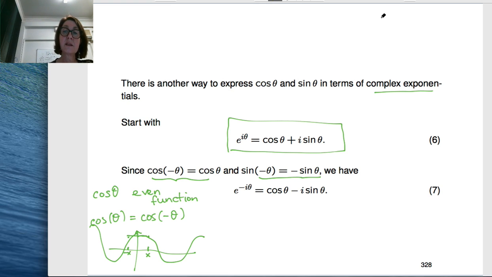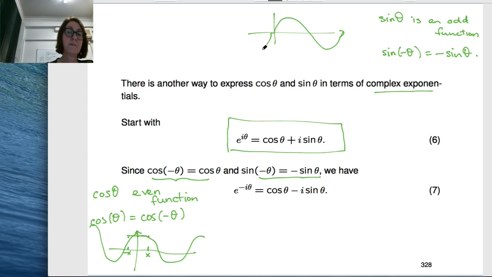On the other hand, sine theta is an odd function. So that means that sine of minus theta equals minus sine of theta. And if you think about the graph of sine, so if you take this x value, you get y. If you take minus x, you get minus y. So it's not reflected across the y-axis alone. You've got to reflect it across the y-axis and then reflect it across the x-axis as well.